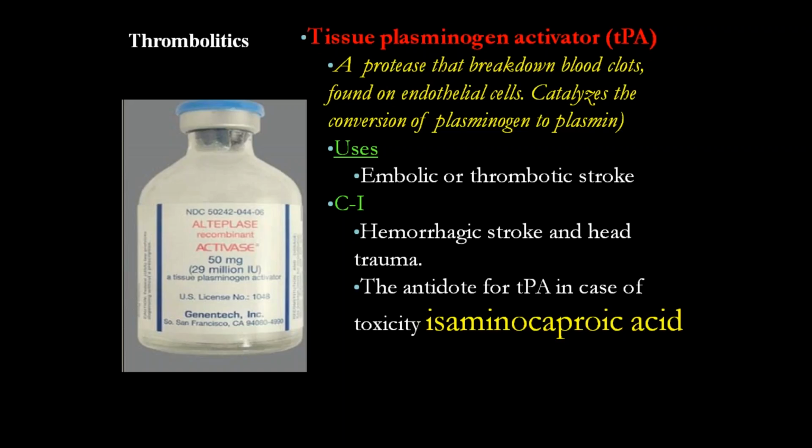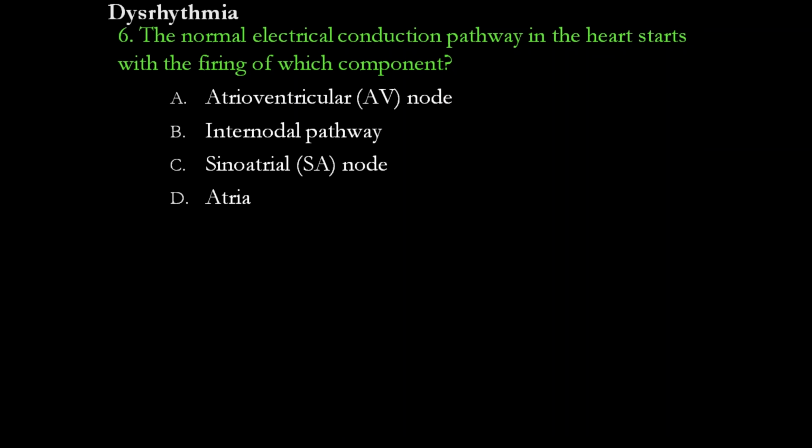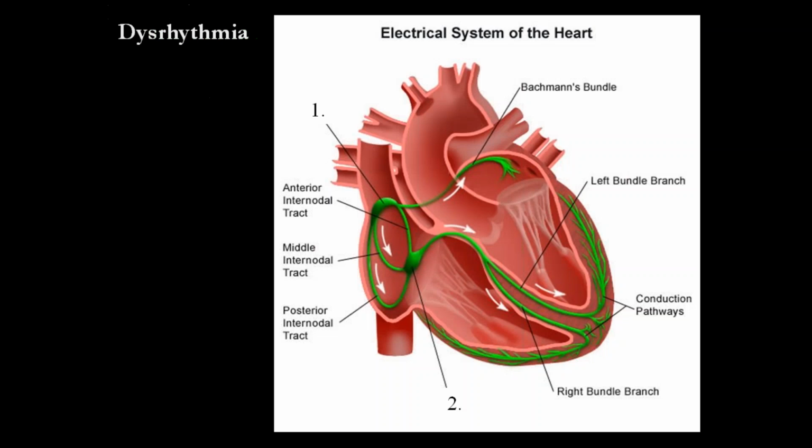Okay? All right, so that is the use for TPA. And the antidote, we already talked about three antidotes in this lecture, so be careful with that. Open eyes, open ears with those names. And the antidote for TPA is going to be aminocaproic acid, or caproic acid. Okay. All right. So I think that is about it.